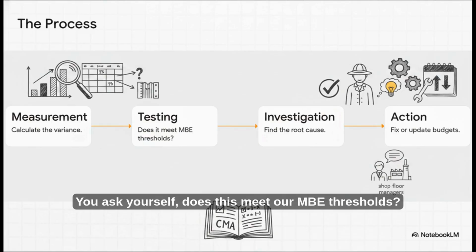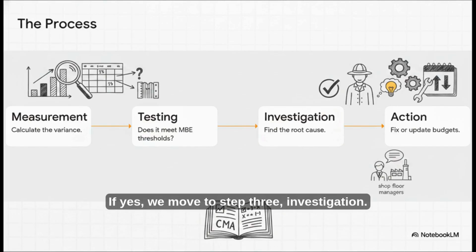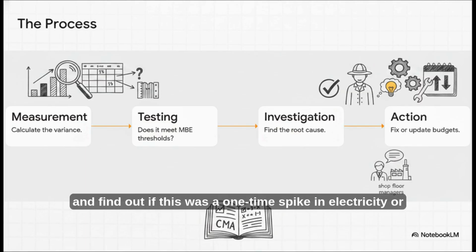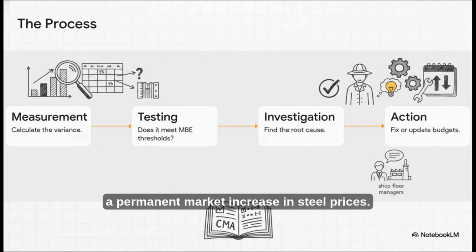You ask yourself, does this meet our MBE thresholds? If yes, we move to step 3, investigation. This is where we step away from our desks, go talk to the shop floor managers, and find out if this was a one-time spike in electricity or a permanent market increase in steel prices. And finally, step 4, corrective action.